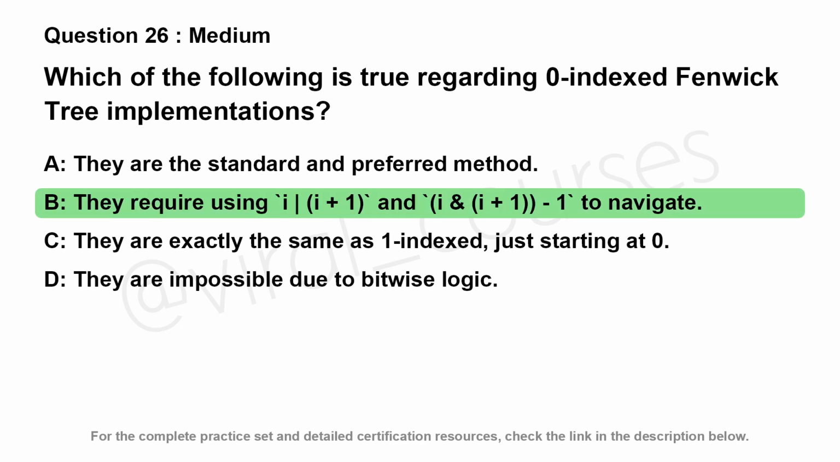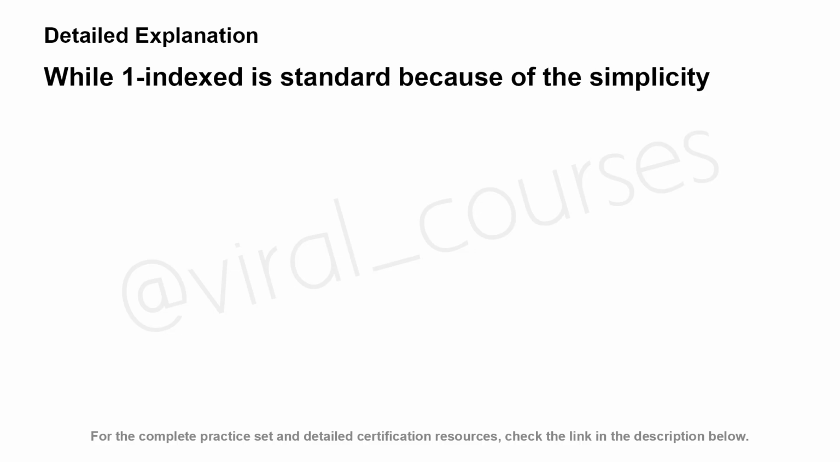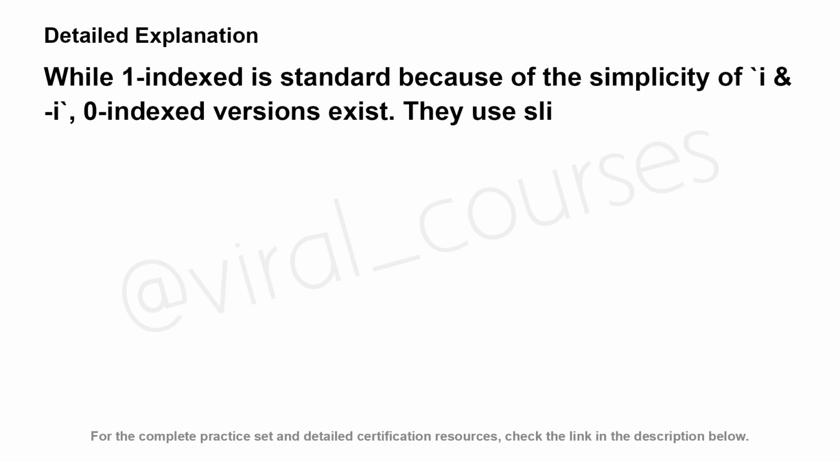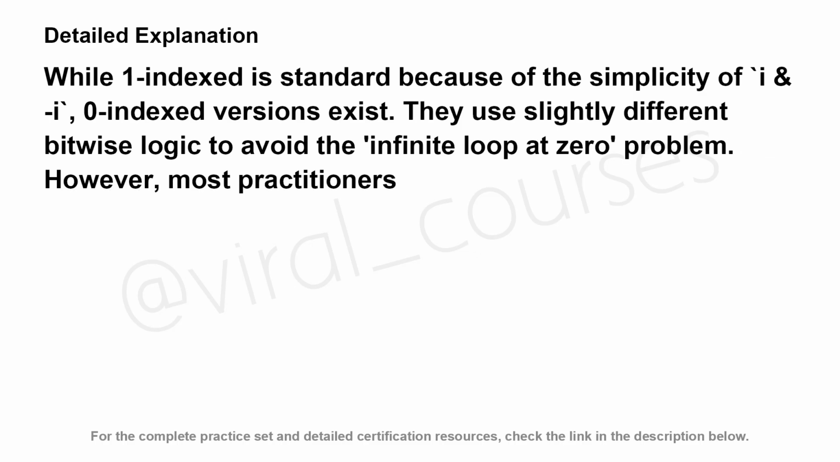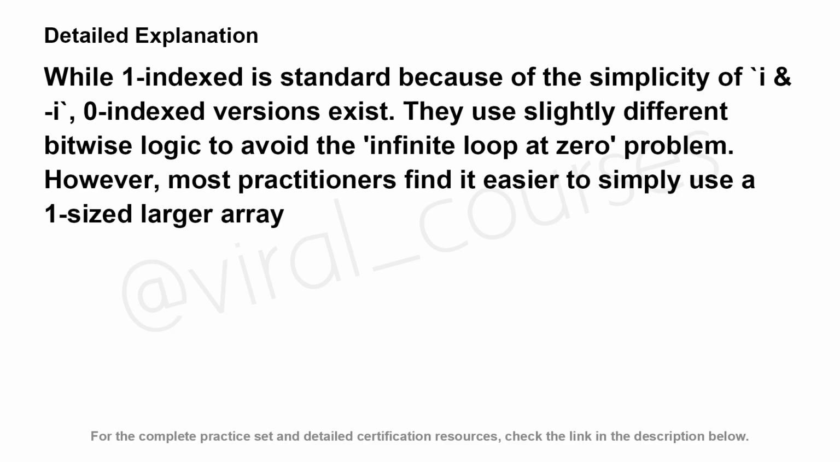The correct answer is B. While one-indexed is standard because of the simplicity of i & -i, zero-indexed versions exist. They use slightly different bitwise logic to avoid the infinite loop at 0 problem. However, most practitioners find it easier to simply use a one-size-larger array and ignore index 0.